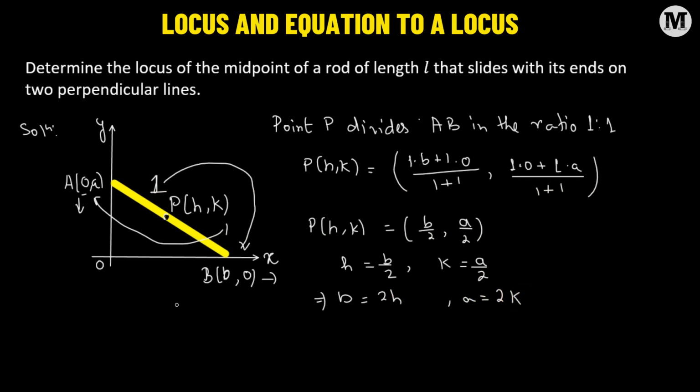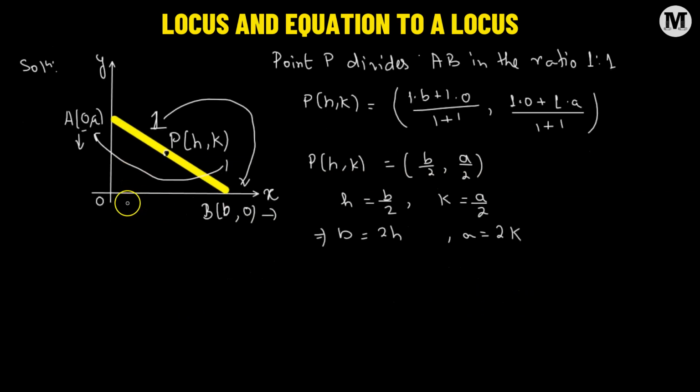Fine. Now we'll consider the triangle OAB. Clearly it's a right angle triangle, right angled at O. So here we can use the Pythagoras theorem. We have OA squared plus OB squared equals AB squared. Fine. Now what's OA squared? OA squared is the distance between the origin and the point A. Now we can easily use the distance formula.